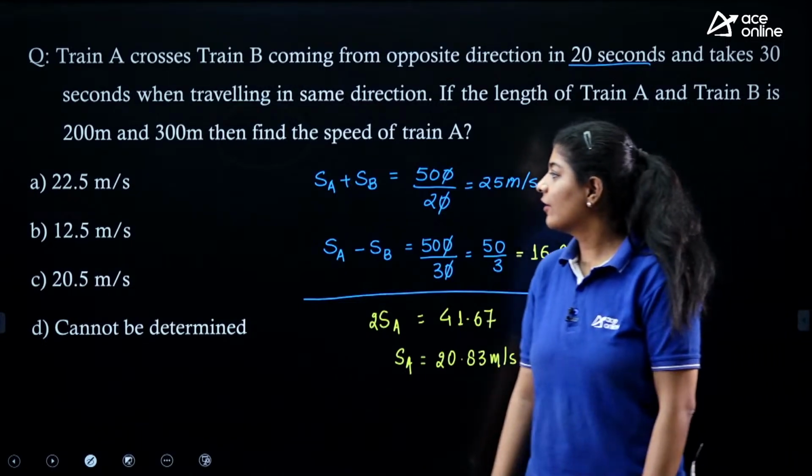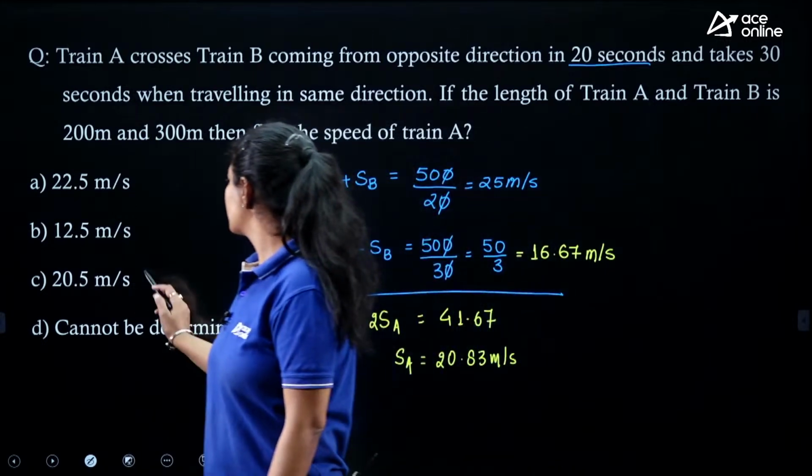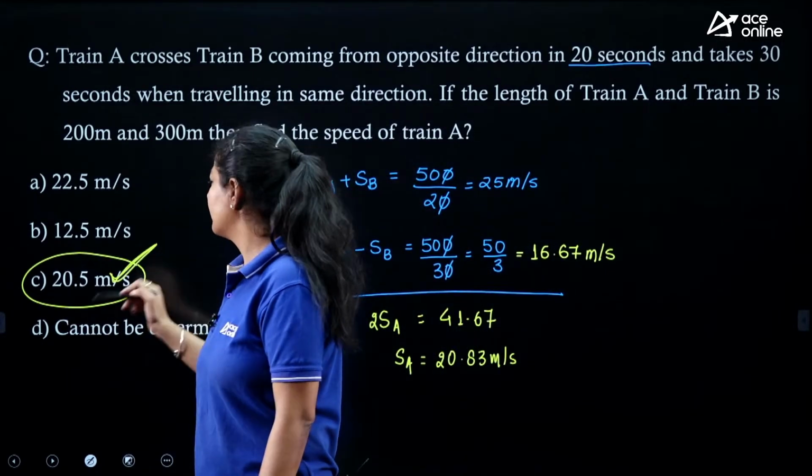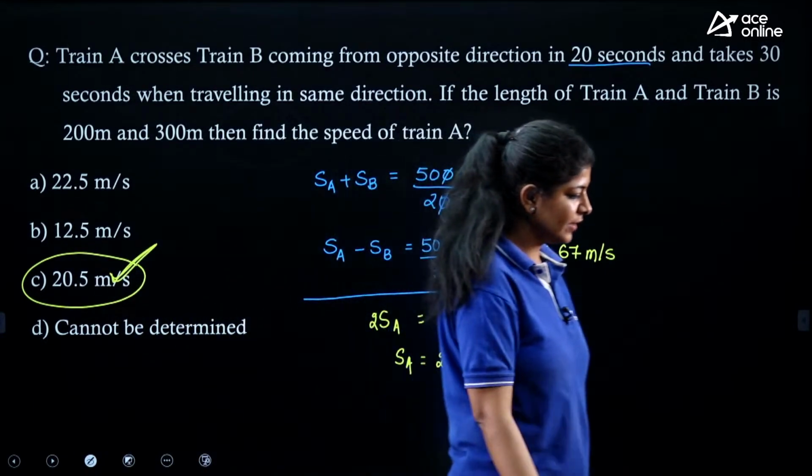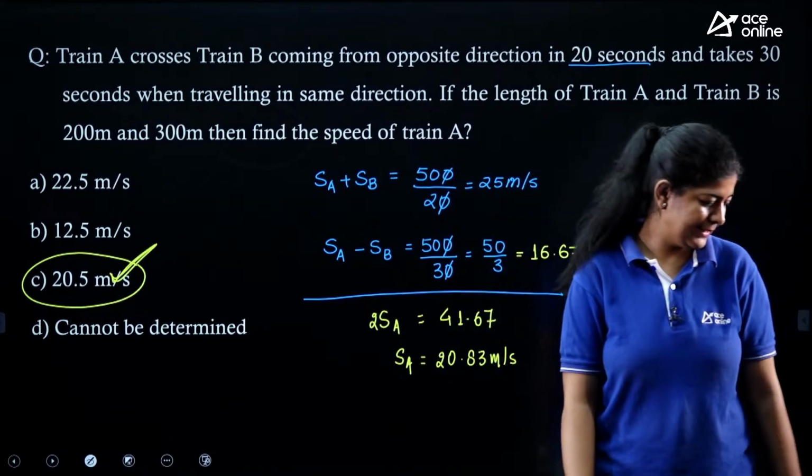Okay, so as we are not having this kind of option, the nearest option that we got over here is this one. So we are just going with option number C, right?